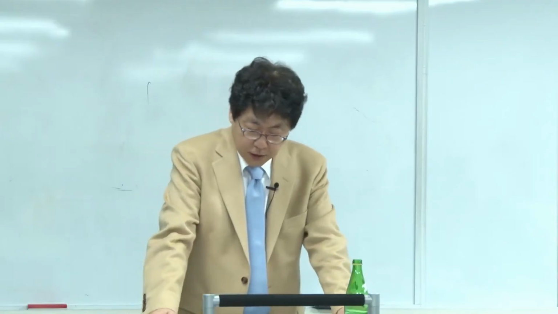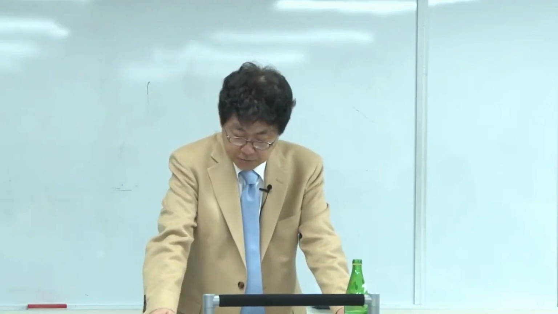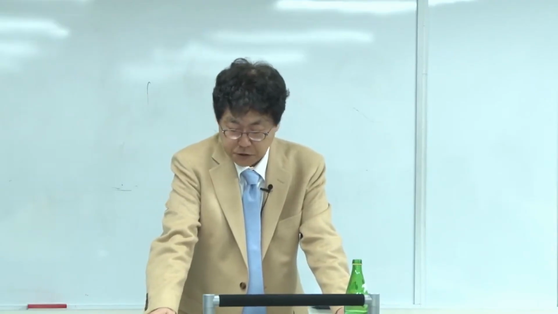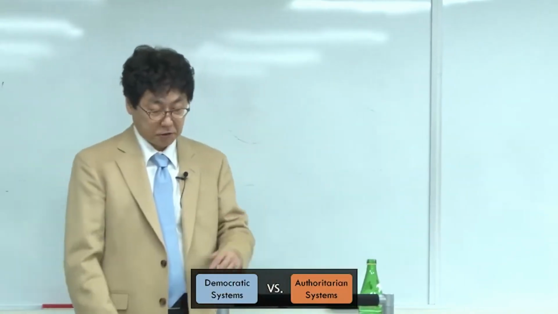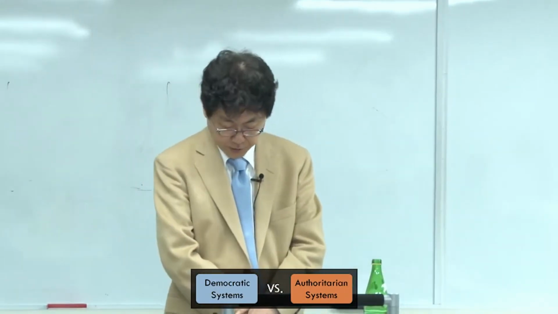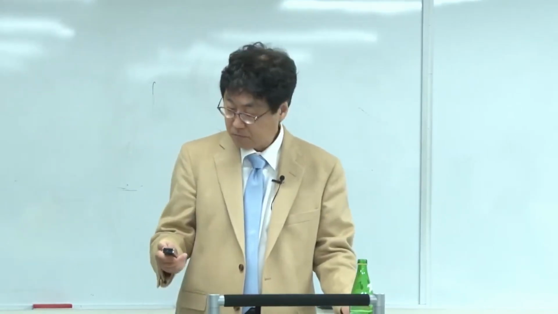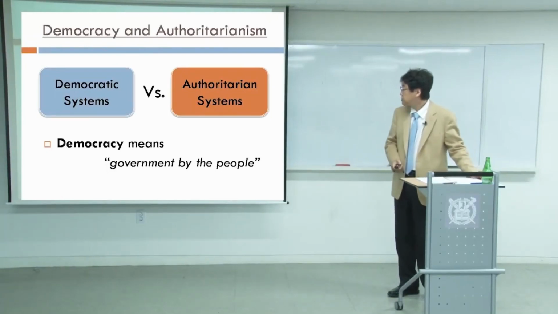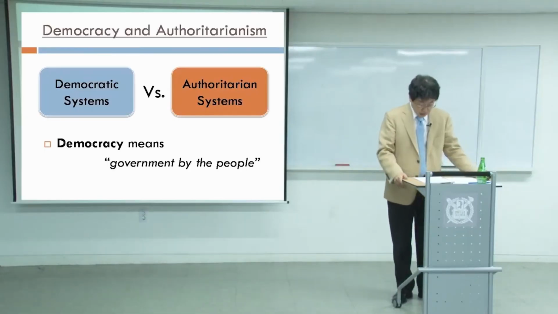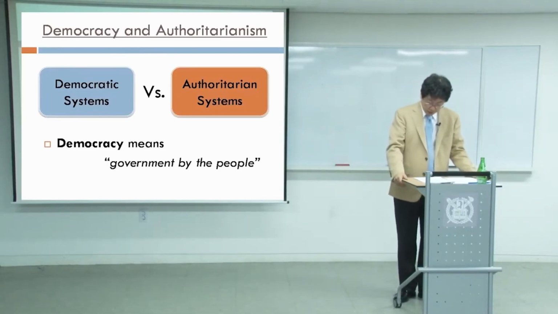Now, the most important distinction in political institutions is between democratic and authoritarian systems. Well, we've covered all this, right? So we are not going to spend lots of time on this one. And democracy means government by the people, the more democratic society that we are living in.